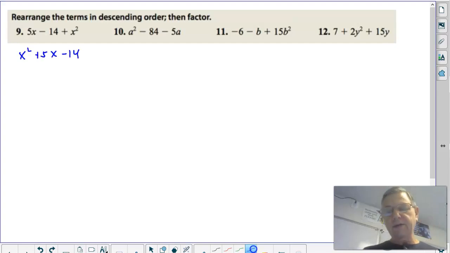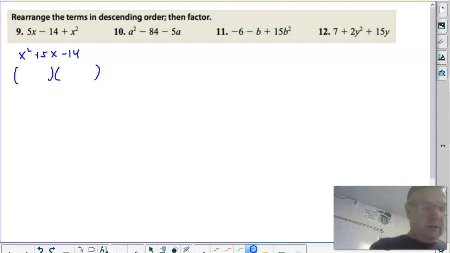Are there common factors? No, but I checked. 2 parentheses. Front, x and x, back, dealing with a negative 14. 7 and 2, doesn't that allow me to get a 5? I want my 7 to be positive and my 2 to be negative.